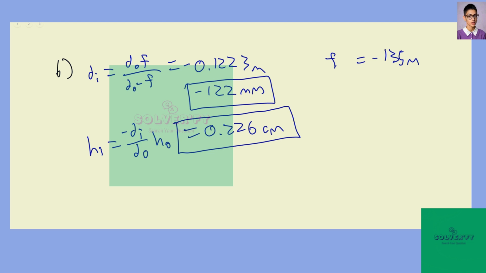So what kind of image is this? Well, the image is in front of the lens at a distance of 122 millimeters, and it is virtual, upright, because the height is positive, and reduced still, because it is smaller than the original.